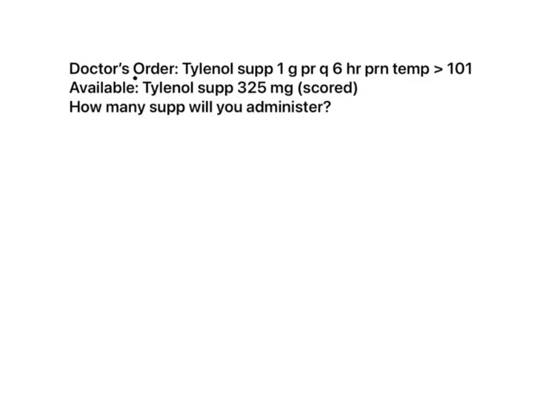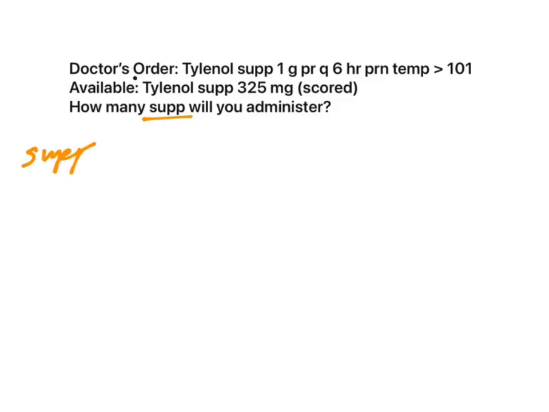The question says that the doctor orders Tylenol suppository 1 gram PR every 6 hours, PRN, for a fever greater than 101. All right, it says that the Tylenol suppository is available in 325 milligrams. So it says how many suppositories will you administer? So we know we're asking for a suppository, so we're just going to write that to the side.